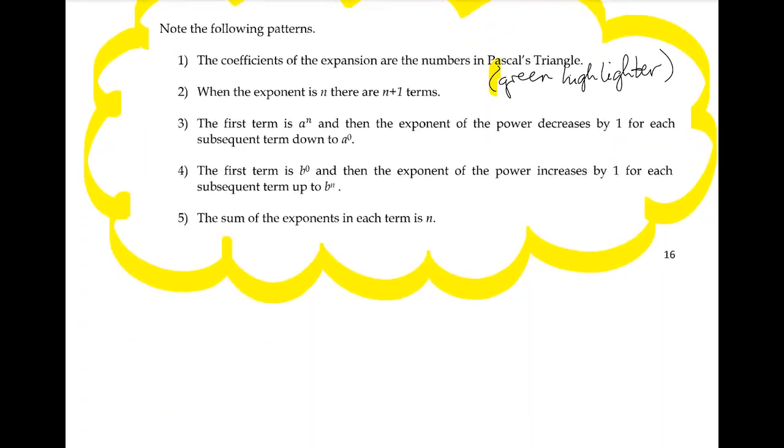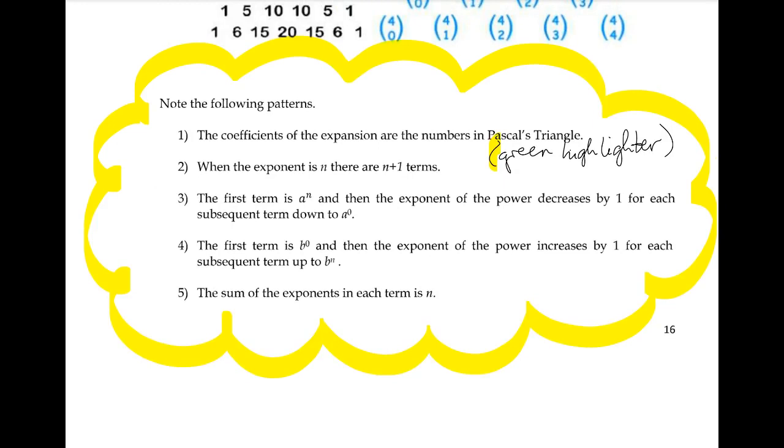5 plus 0 is 5. 4 plus 1 is 5. 3 plus 2 is 5. 2 plus 3 is 5. 1 plus 4 is 5. And 0 plus 5 is 5. So that stands true as well. These are all the general patterns that we see.